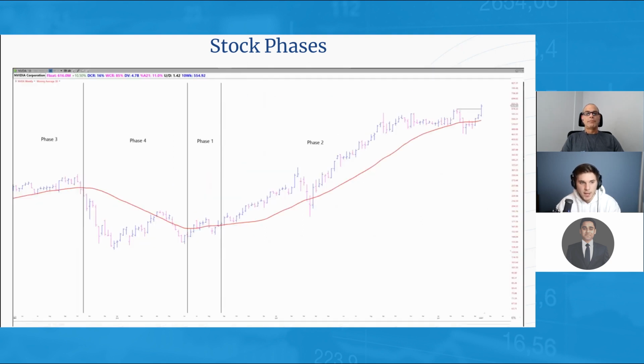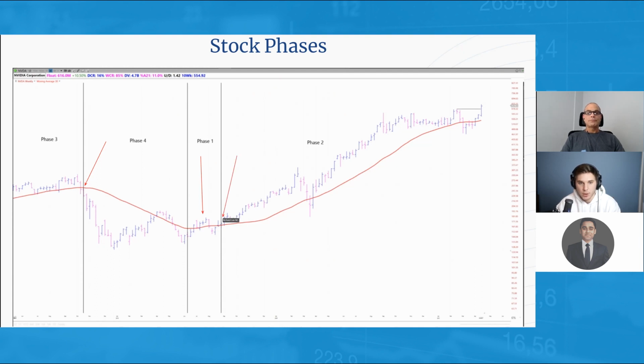And here we have a real life example. This is NVIDIA, and right here we have a stage 3 after a strong uptrend. Then we can see this line basically marks the transition between this phase 3 or stage 3 to a phase 4, where we start trending below a declining 30-week moving average. That's this red line here. And then we start a phase 1 where we've got basing happening. And then at this point, we once again start a strong stage 2 uptrend.